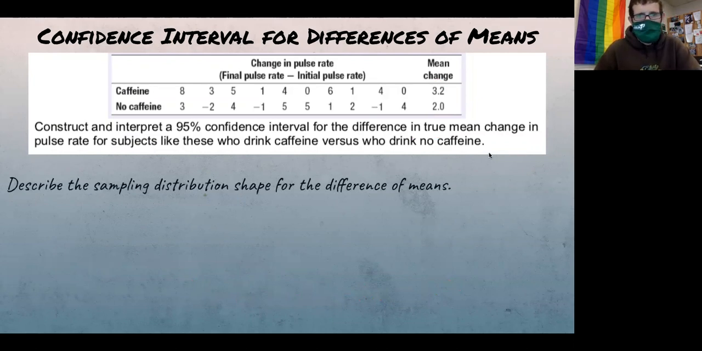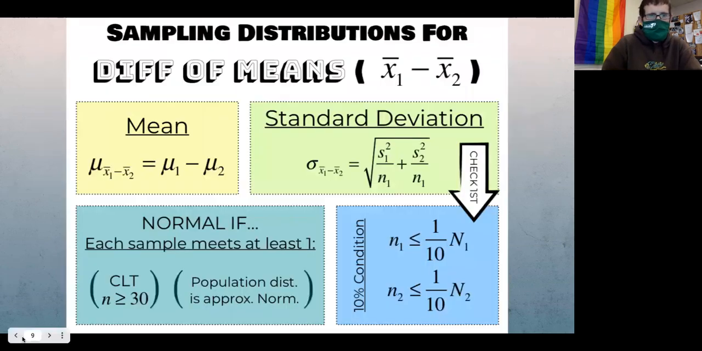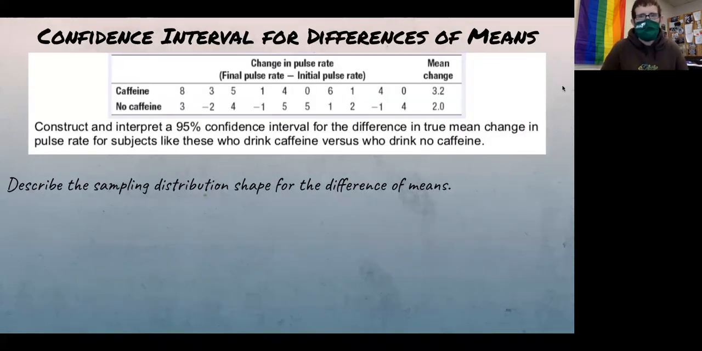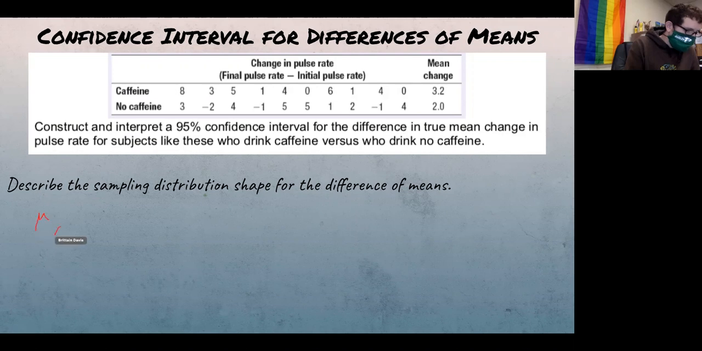Describe the sampling distribution shape for difference of means. That's all we're doing here. So essentially what we're getting at with this question is we want to figure out what the spread of our data is going to be. And we want to know the mean of our distribution when we have a difference of means. And then what is the standard deviation of the sampling distribution when we have a difference of means?